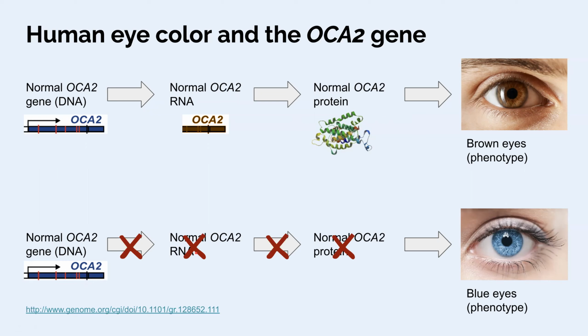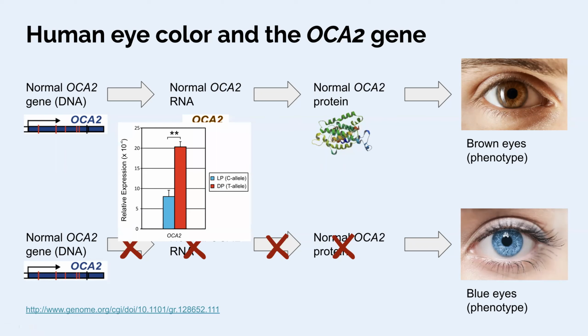So it doesn't produce the RNA. The RNA doesn't exist, so the RNA can't make the protein. And that shuts down basically this whole process and leads to a person having blue eyes, because at a very early stage, those people do not have the production of this OCA2 RNA.